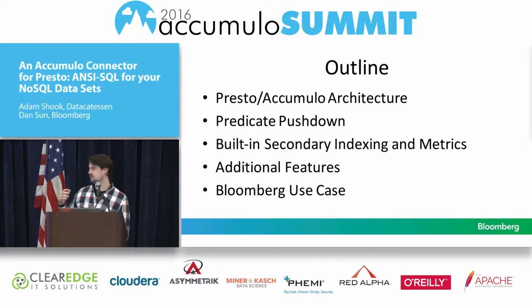Today we're going to talk about the Presto Accumulo architecture, giving an overview of what Presto is, how it works, and how the connector interacts with Accumulo. We'll dive into some technical details about Presto's predicate pushdowns and how the Accumulo connector leverages those, as well as the built-in secondary indexing and metric optimizations we've built to get very fast query times. Then Dan will cover the Bloomberg use case and what drove this connector in the first place.